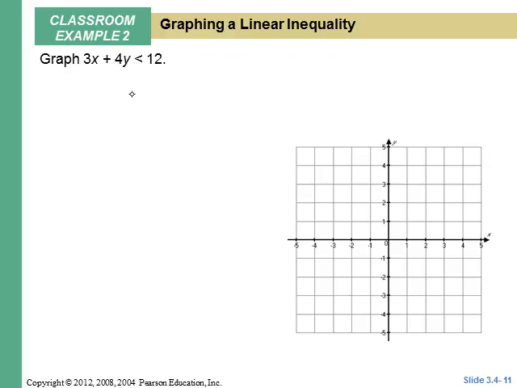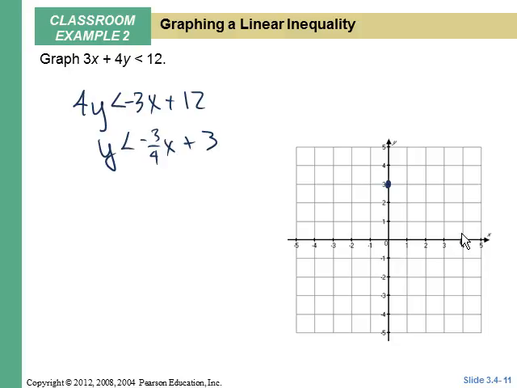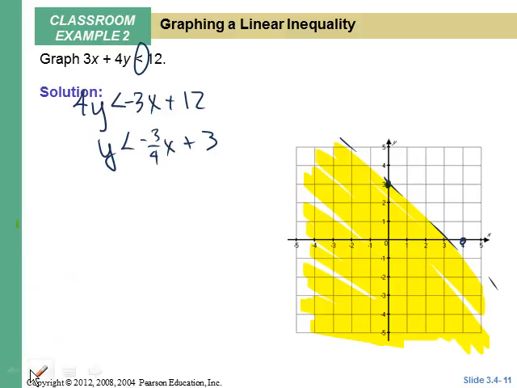So I think what they want us to do on this one is to solve for y. 4y is less than negative 3x plus 12. Y is less than negative 3/4 x plus 3. So our intercept is 3, and our slope is negative 3/4. And it's a dashed line this time. And since it's less than, we're going to shade below the line. Now, I personally would check just to make sure. Does 0, 0 work? 0 plus 0 is less than 12, so it does work.